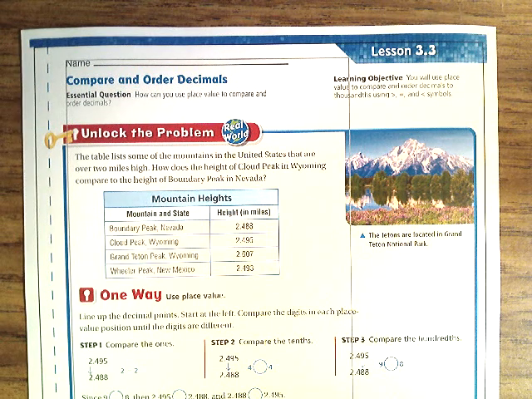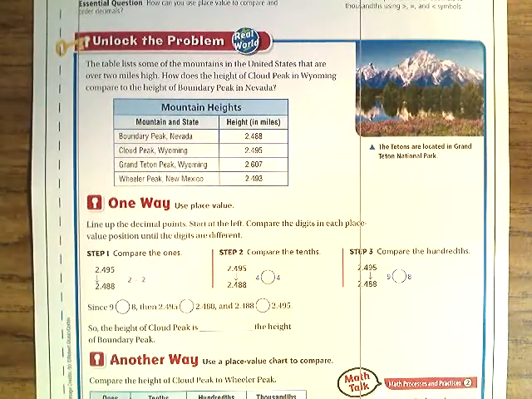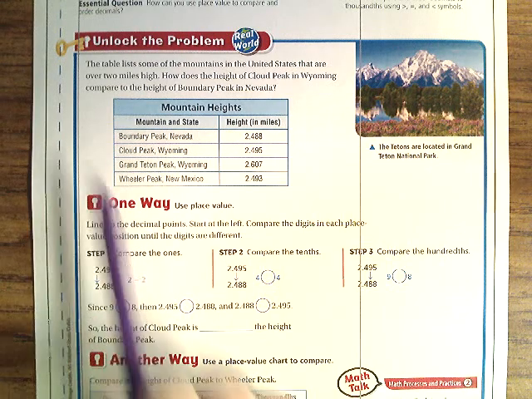Today we are comparing and ordering decimals. So we're taking decimals, we're comparing two, okay? So we're saying which one's bigger, which one's smaller. And then we're also going to take a group of decimals and order them from least to greatest, okay? So we're going to start here at the top where it says unlock the problem.